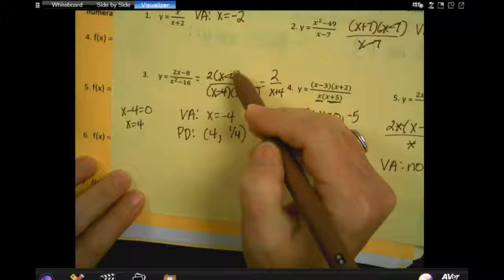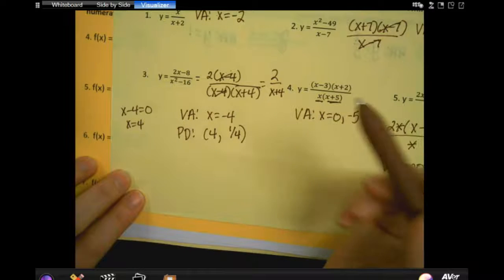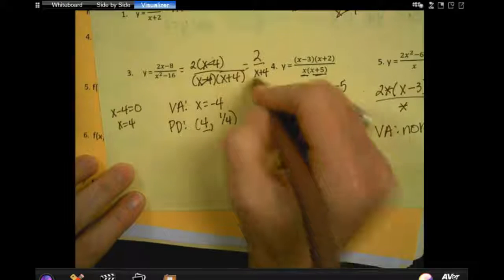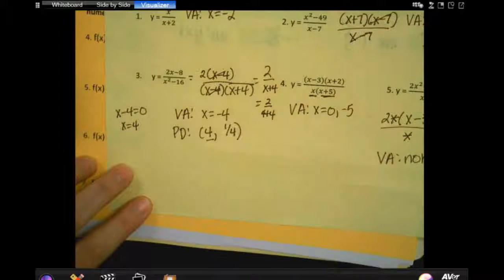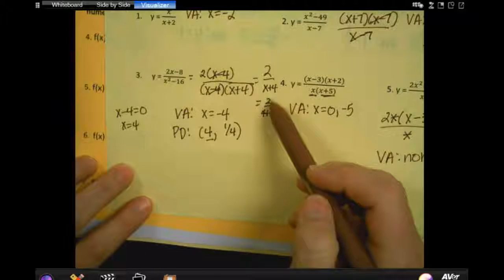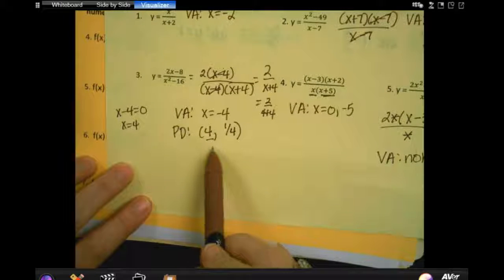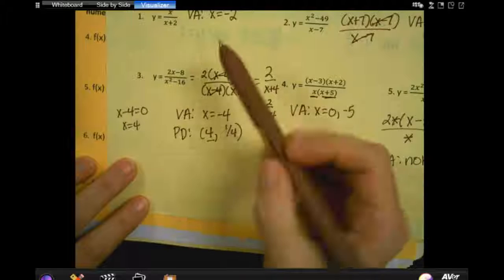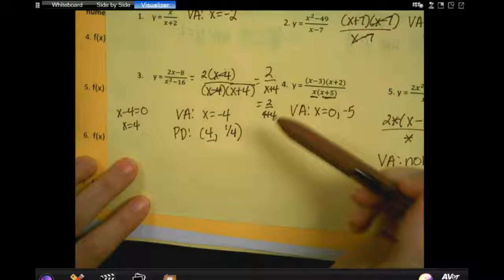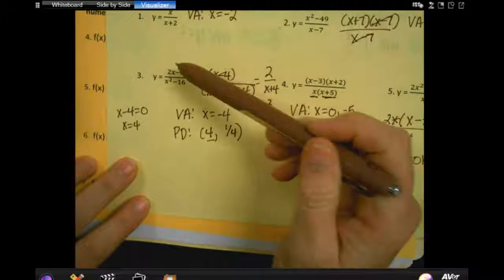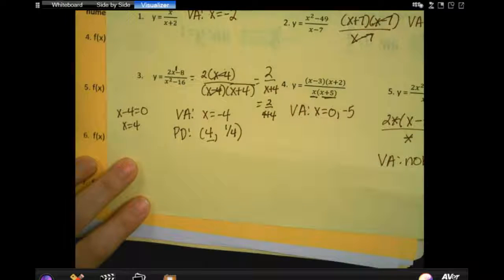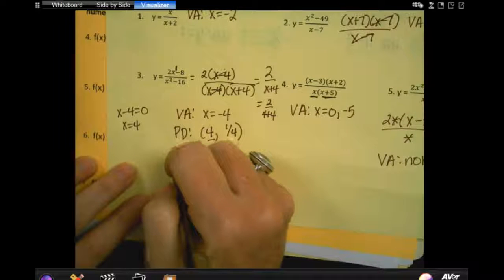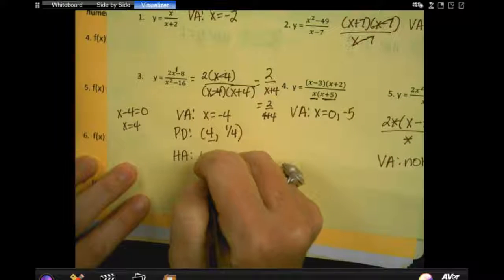Use the cancel. I used this one right here and plugged it in here, which makes 2 over 4 plus 4. In the canceled one. So once I get this, go back to the original equation. I have 1 and I have 2. It's bottom heavy, so what's the horizontal asymptote? Y equals 0.